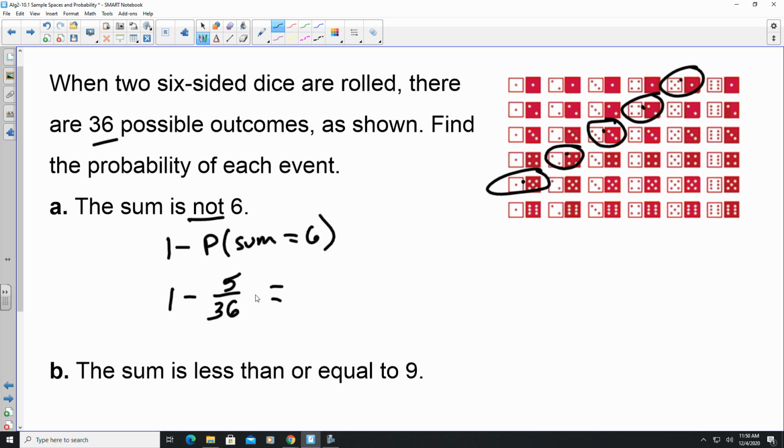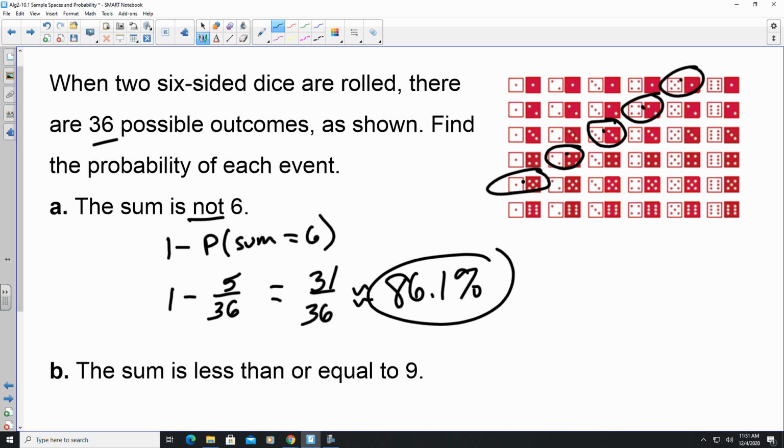So to figure out what it's not, I'm going to take 1 minus the probability of their sum being 6. In this particular instance, we can say that there is a 31 out of 36 chance of you rolling dice that don't sum to 6, which is about 86.1%. So it's very likely that that would happen.